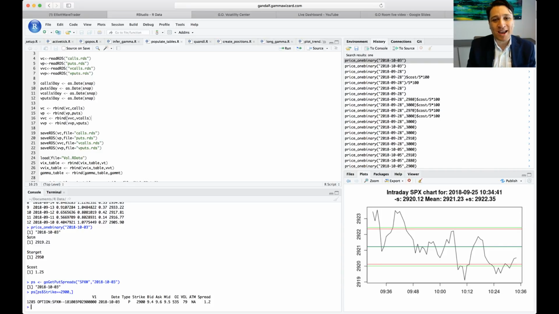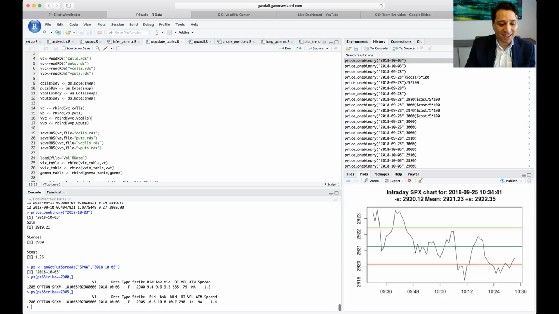So it will be like a zero-cost risk reversal, if you wish. If it fails, you won't get a lot of credit. If you are willing to go a little higher, like 2,905, for instance, then the spread costs 1.4, and that one will give you a credit. So yes, you can do a risk reversal.